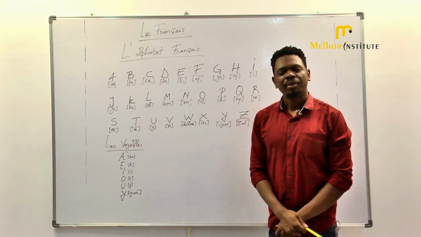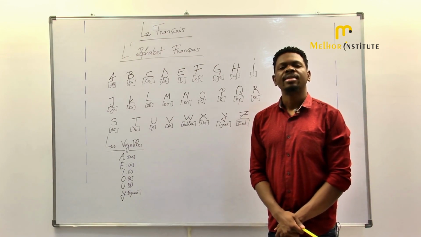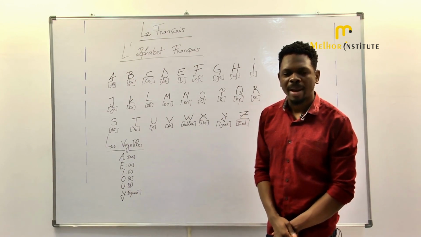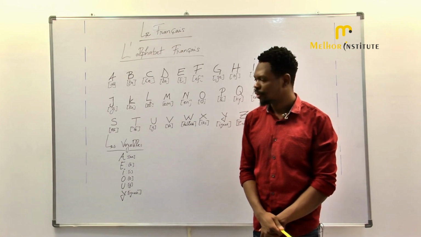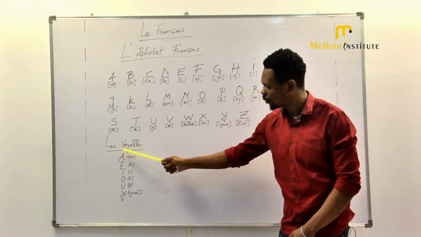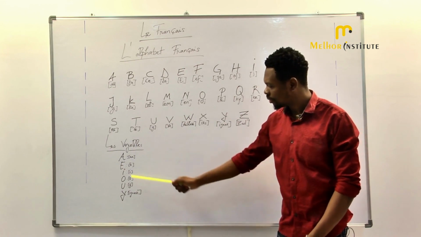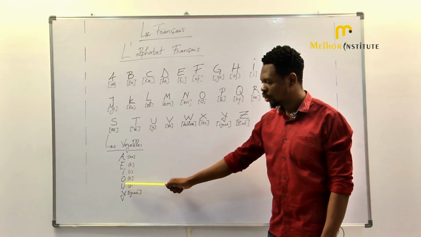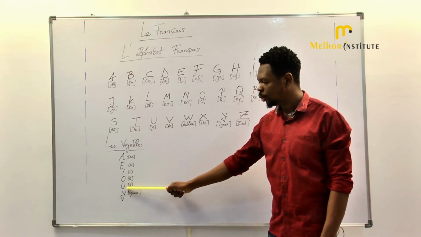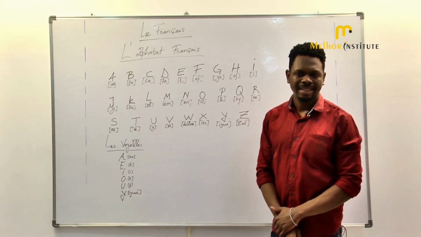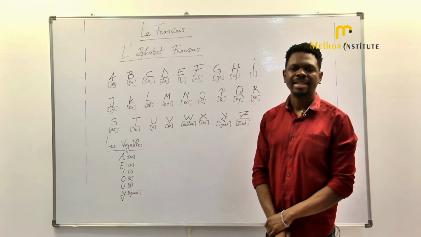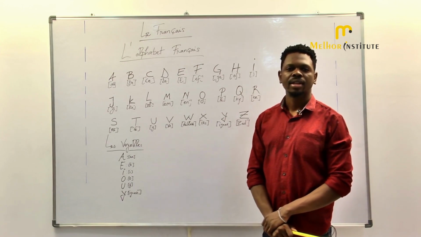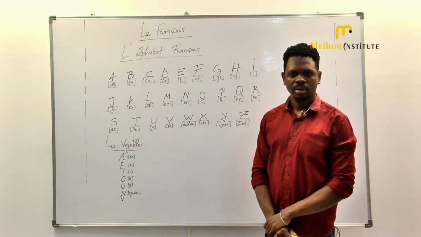Now, the French alphabet comes with 20 consonants and 6 vowels. The vowels, we call them les voyelles. We have A, E, I, O, U, Y. Y is Y in English, but in French it is a vowel.